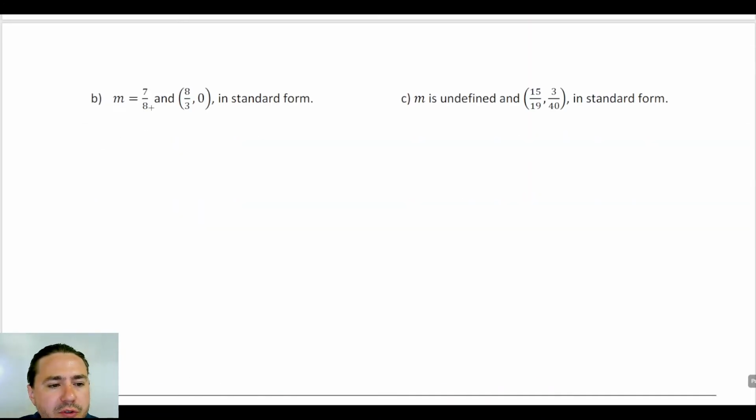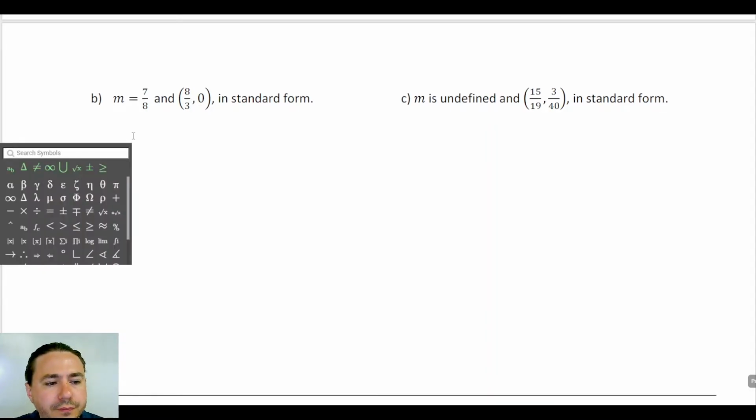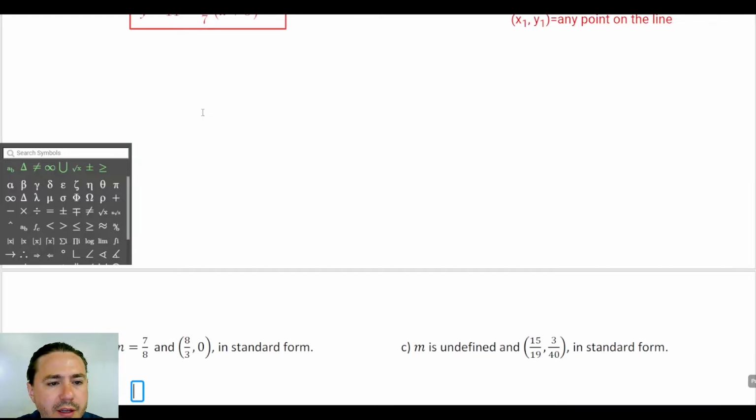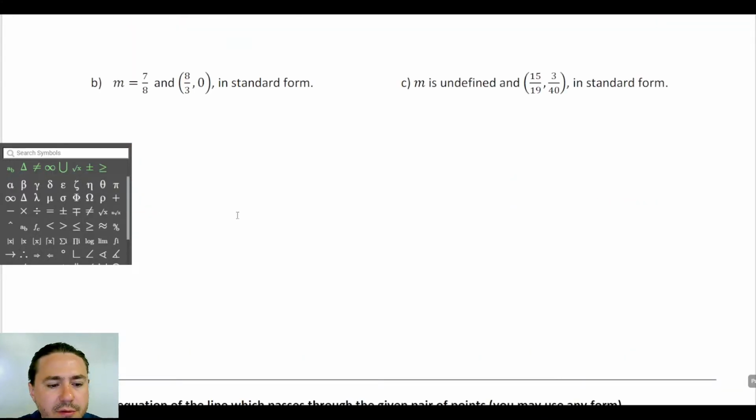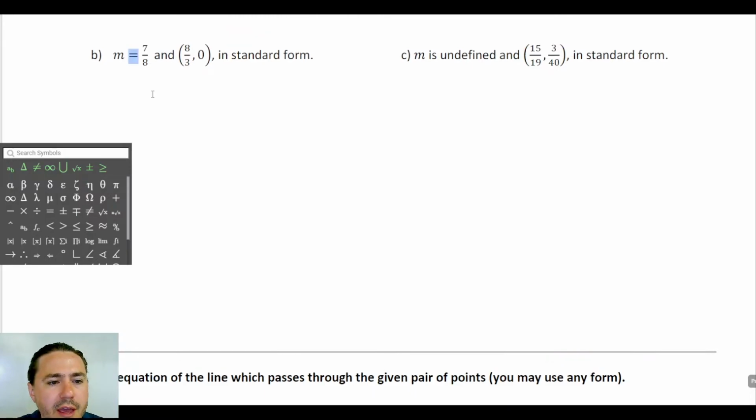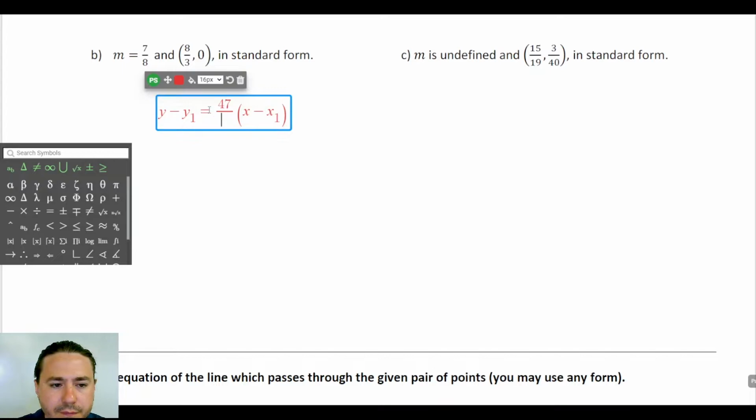B, so here's our x1, y1, here's our slope. Let's grab our little template here. And so our slope here is 7/8. Our x1 is 8/3, so doing some fractions here, and my y1 is 0, so that's kind of nice.